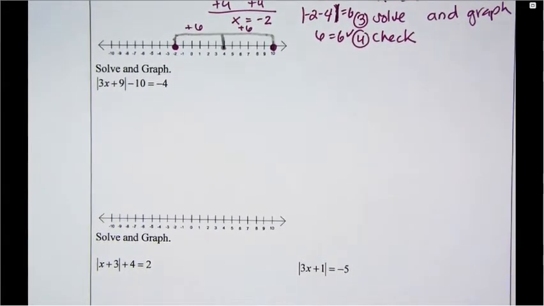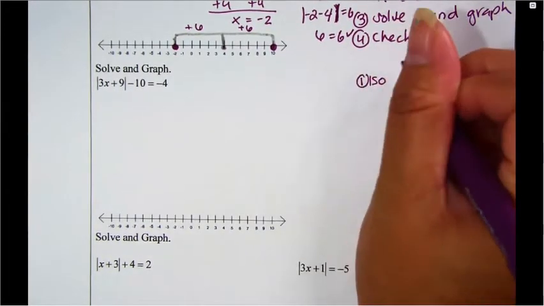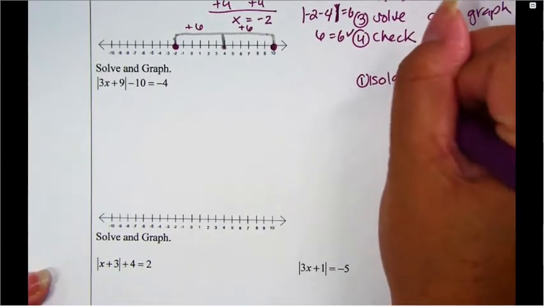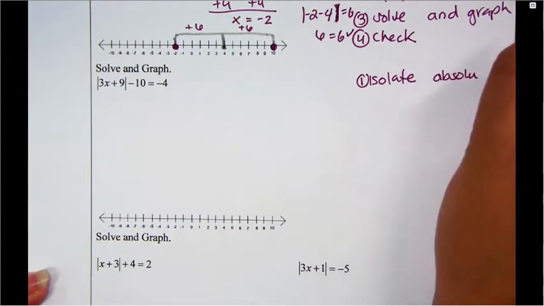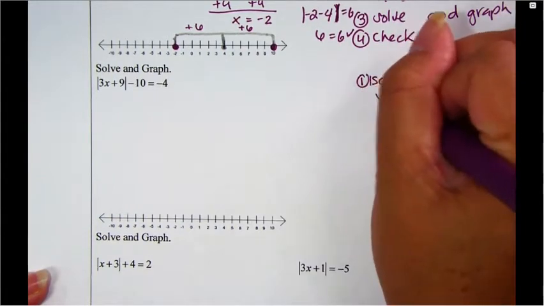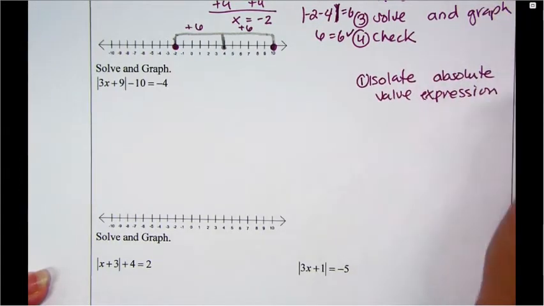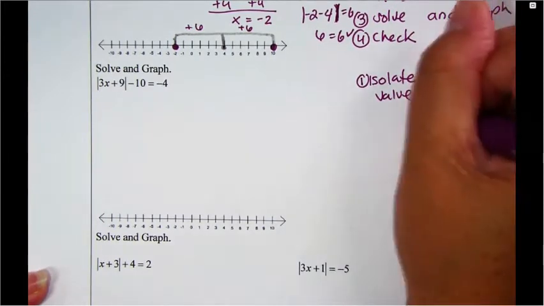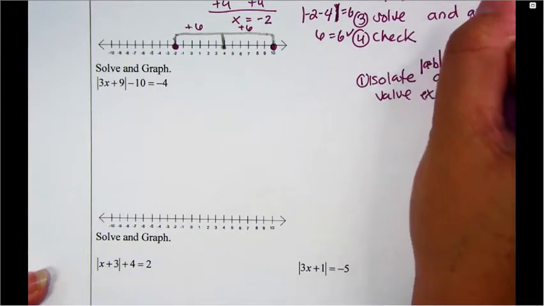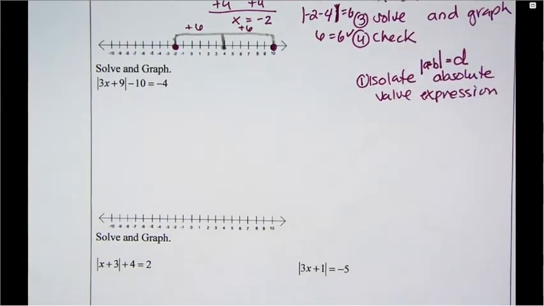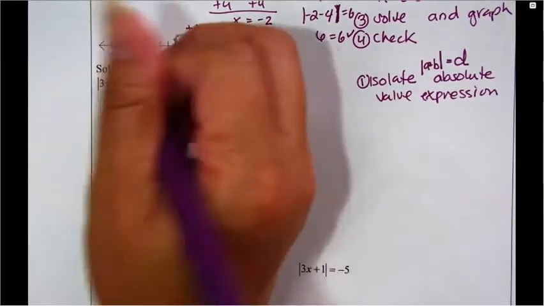Okay, so our first step, looking at our last steps, we talked about number one, isolating the absolute value expression. So isolate the absolute value expression. Okay, so that's our first step, so make sure you write that down. What I'm referring to is this right here, A minus B. All right, so make sure you isolate that. Okay, so now what we're going to do is add 10 to both sides.